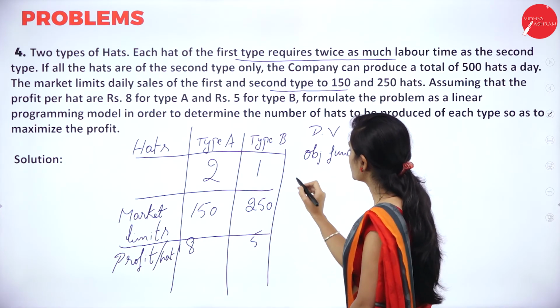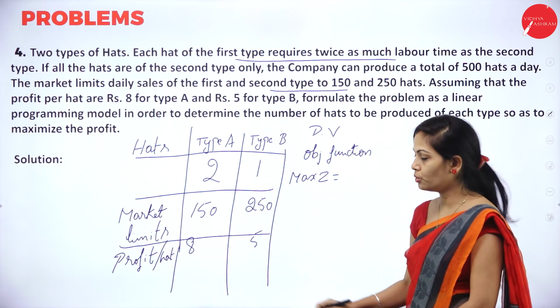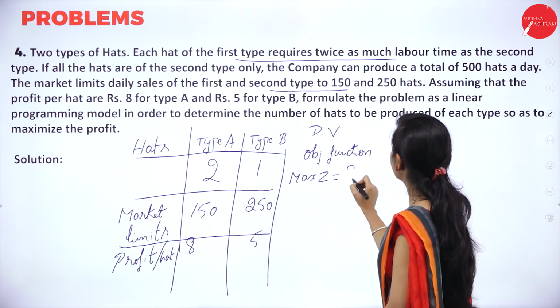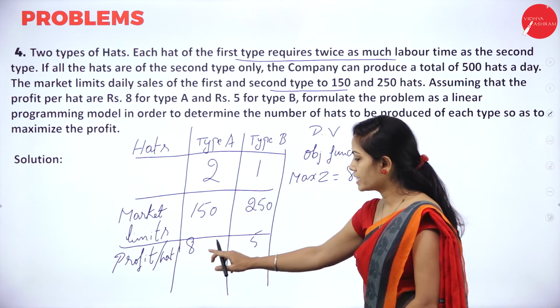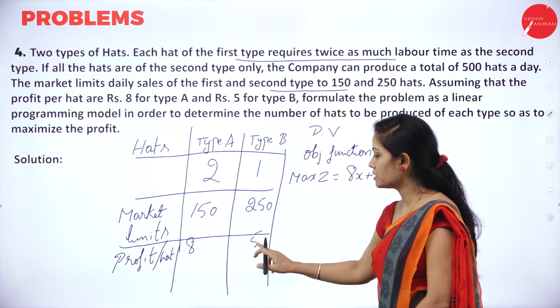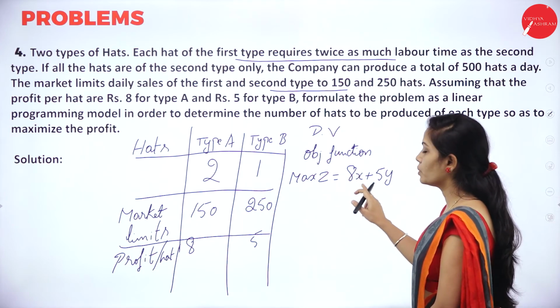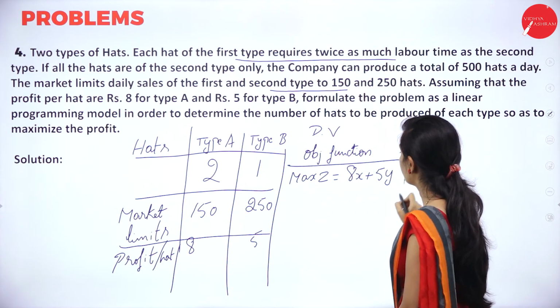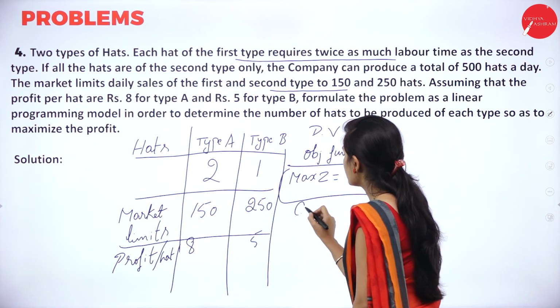What is the objective function? This problem is a maximization problem. Max Z is equal to, what is the profit? 8x plus 5y. Profit per hat is 8 rupees and 5 rupees. So max Z is equal to 8x plus 5y is my objective function. And after that, constraints.